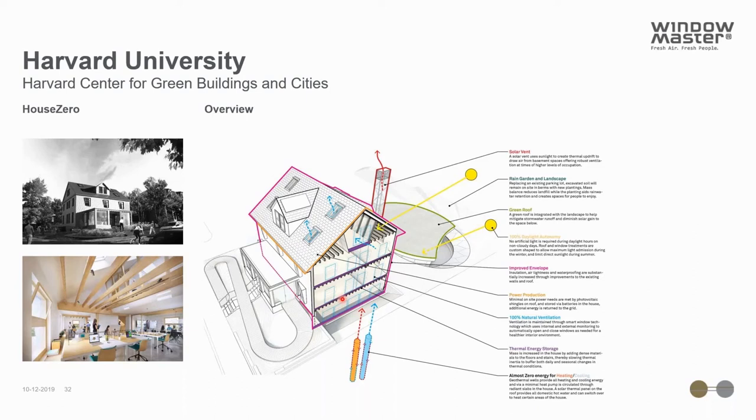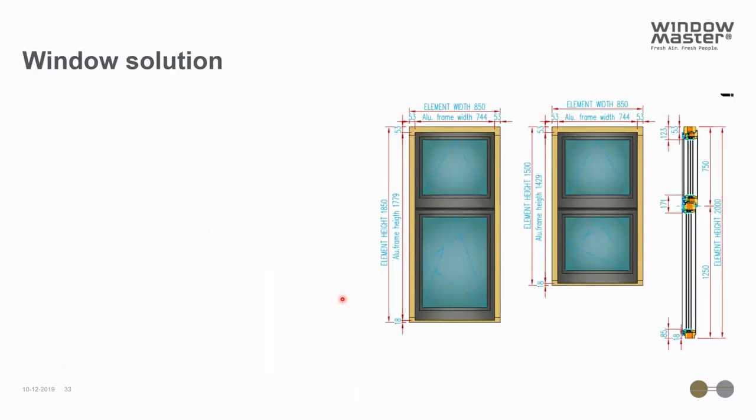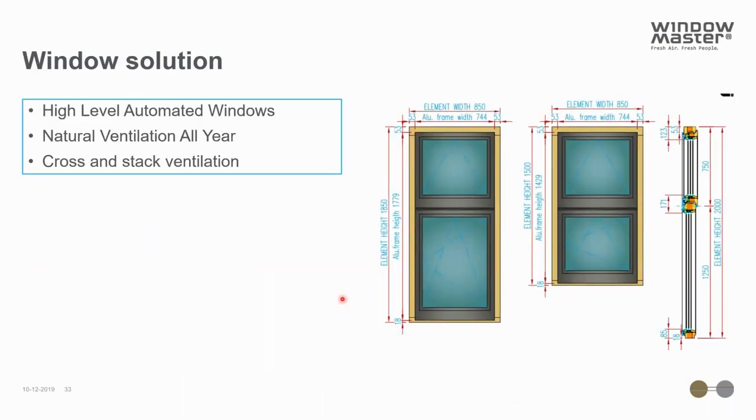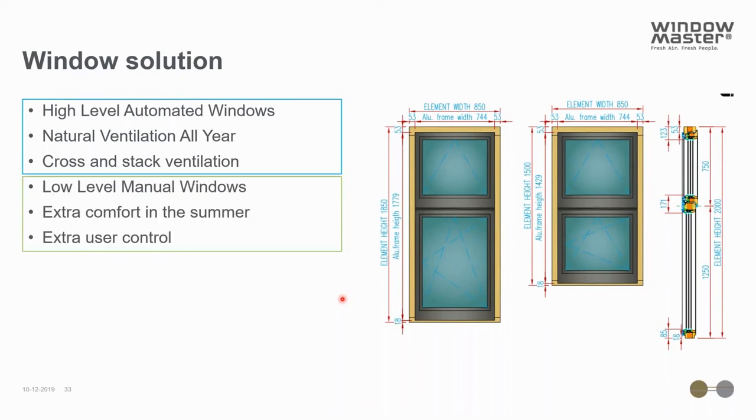But in terms of the ventilation design with natural ventilation, if you compare it to PNC Tower, it's maybe a bit more conventional, where you have high-level automated windows, which are used for natural ventilation all year. So you can say the strategy is more conventional, but they use natural ventilation throughout the whole year, which is pretty impressive in Boston. And the strategy is based on cross and stack ventilation. Then they also have low-level manual windows to provide extra comfort in the summer.